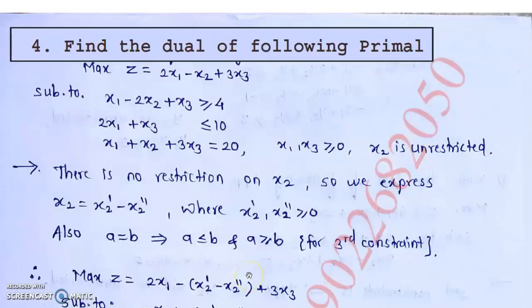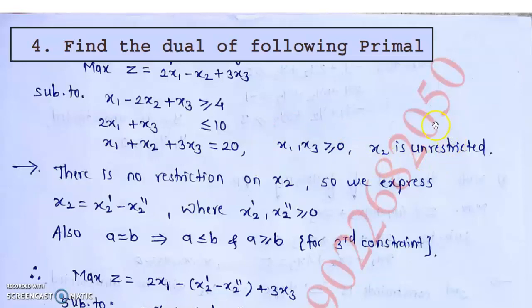Now the fourth example. This is the first example with an equality constraint, right? So listen carefully. Find the dual of the following primal. Maximize Z equal to 2x1 minus x2 plus 3x3 subject to the constraints x1 minus 2x2 plus 3x3 greater than or equal to 4, 2x1 plus 0x2 plus x3 less than or equal to 10, and x1 plus x2 plus 3x3 equal to 20. And one more thing is there: x1 and x3 are non-negative, that's why they are restricted, because there is a restriction of non-negativity, but x2 is unrestricted.